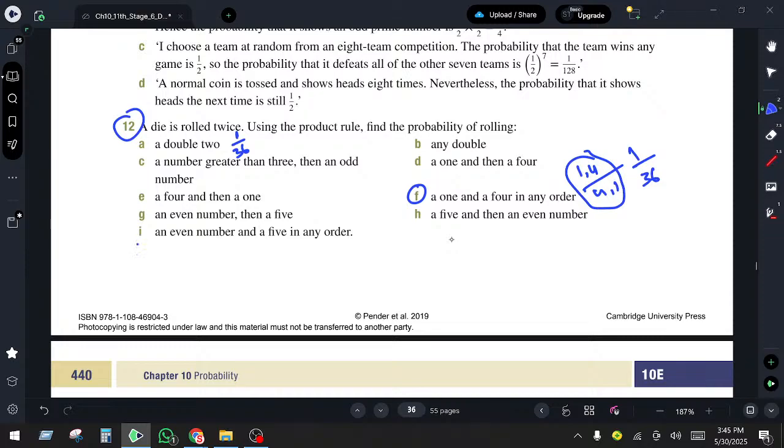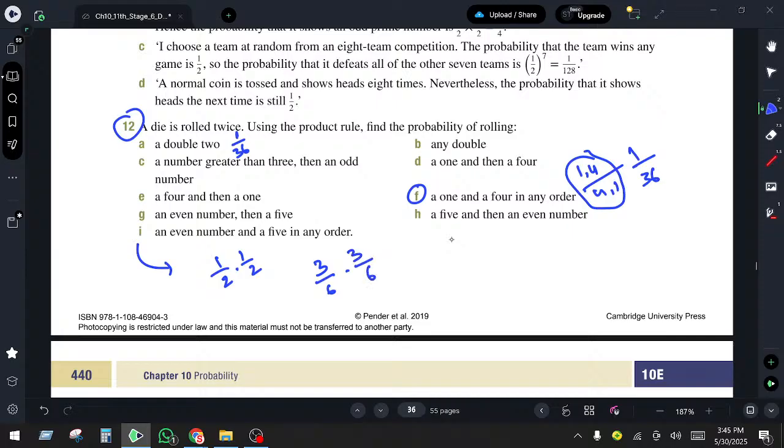Next, even number in any order. There are 3 even numbers, so 1 over 2 and again 1 over 2, because it is 3 over 6. There are 3 even numbers in total, and if you draw again you will have the same 3 even numbers.